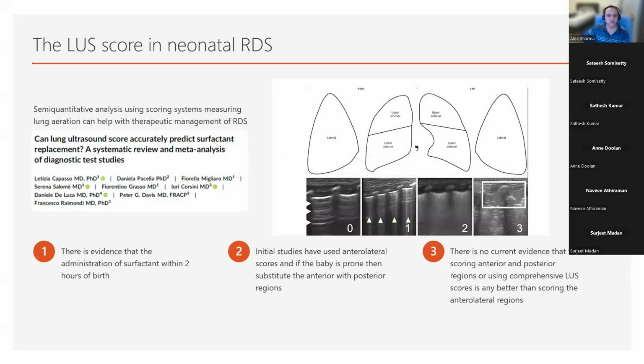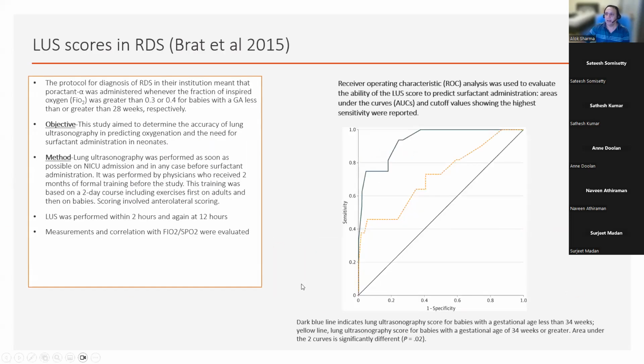Now, just to give you a feel of how this evolved, we're going to talk a little bit about the history of lung ultrasound scores. One of the earliest studies done when we were evaluating semi-quantitative analysis was work by Rosalind Brat and Nadia Yusuf. Nadia will be talking to you. She is my mentor and she's trained me. They did a study to determine the accuracy of lung ultrasound in predicting oxygenation and the need for surfactant administration in neonates under 34 weeks of gestation, as well as looking at gestations less than 28 weeks, doing subgroup analysis.